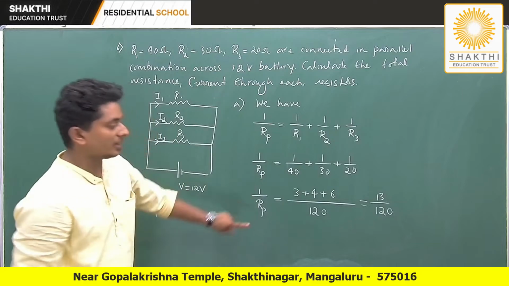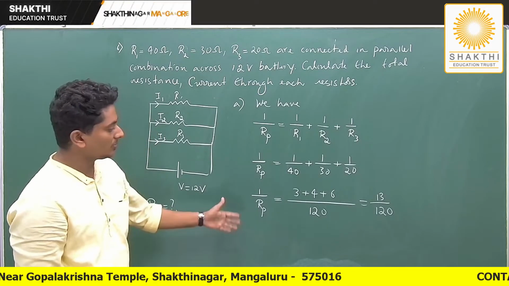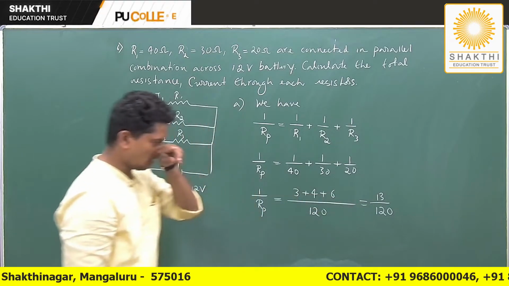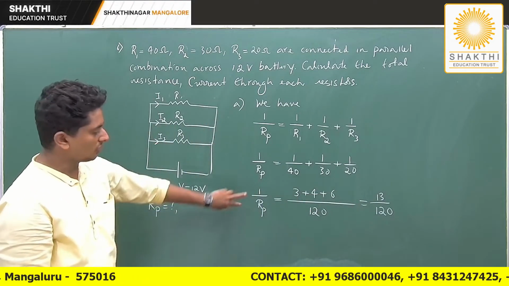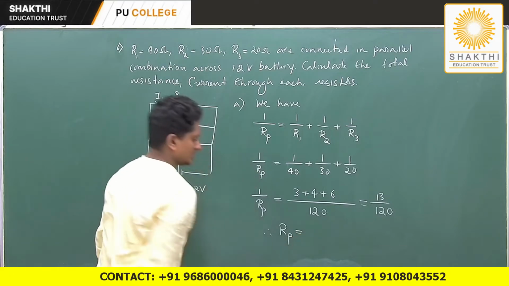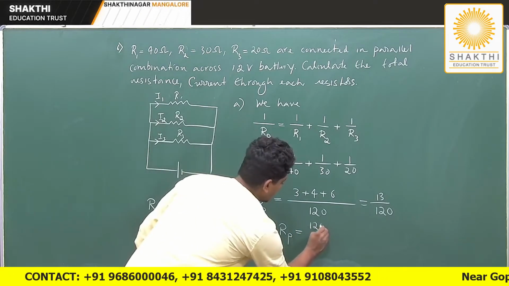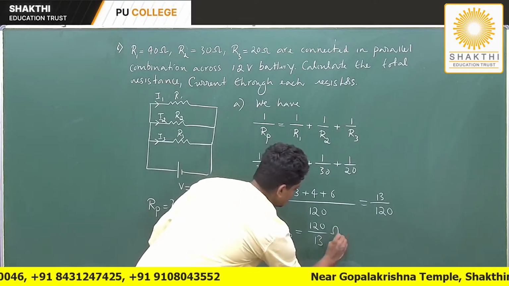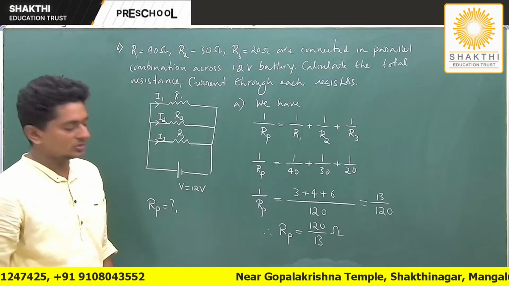So this is 1 by Rp. But what I want is Rp, so you have to flip it. I have 1 by Rp, which is 13 by 120. I need Rp, so you have to flip it. Therefore Rp is nothing but 120 by 30 ohms. So this is what you have.